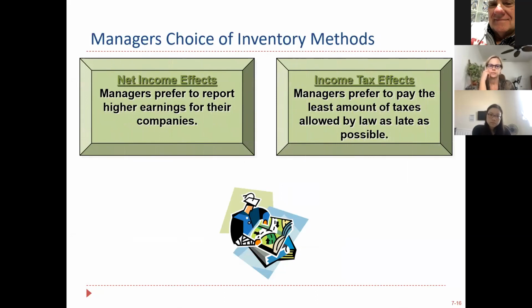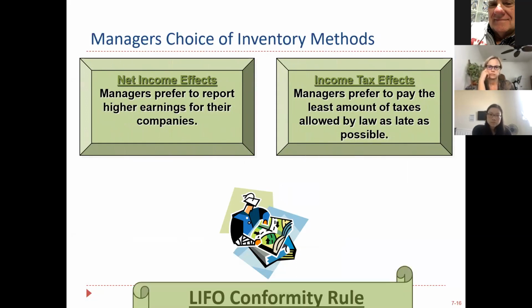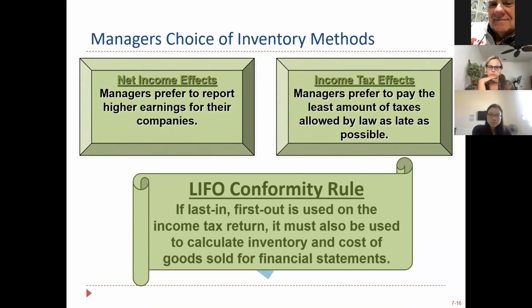Advantages. Some different reasons. Net income effects. Managers choose to report higher earnings, or managers prefer to minimize how much tax they pay. So one method or the other will work for you. And this is what I was talking about before, and I think you need to know this for a multiple choice question without getting into great detail. If you use LIFO on your tax return, it's got to be also used for your financial statements. The other methods, you can use two different methods, huh?